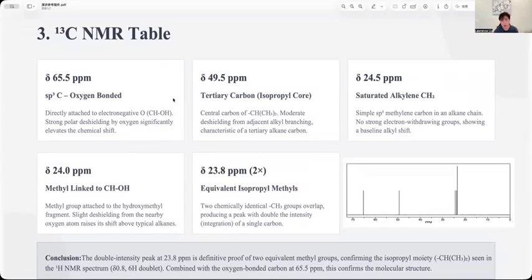The signal at 49.5 ppm is typical for a tertiary carbon, like the center of an isopropyl group. The most interesting signal is at 23.8 ppm, which has double the intensity. This indicates 2 chemically equivalent carbon atoms, a hallmark of the 2 methyl groups in an isopropyl moiety. This data confirms the alcohol and isopropyl groups and gives us an account of the different carbon environments.